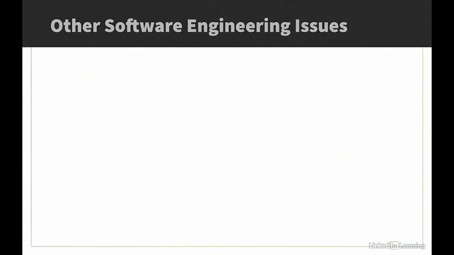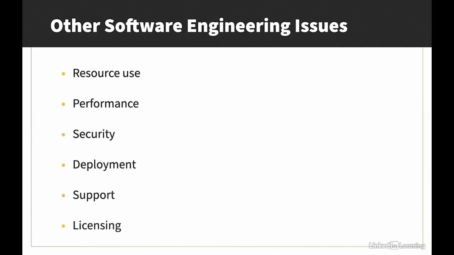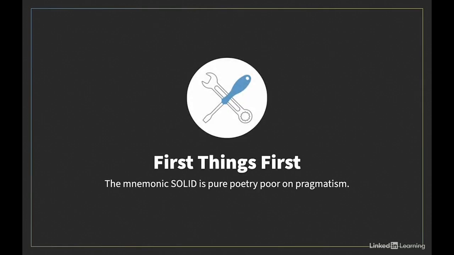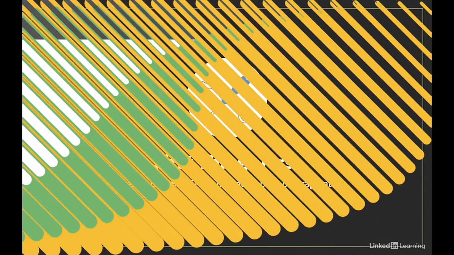These principles will say nothing about a large number of software engineering issues. SOLID doesn't specifically address resource use, performance, security, deployment, support, licensing, or a host of other design considerations. The SOLID principles are focused on the ripple effects from change and how well software fits the intended use. I'm not going to show the SOLID principles in mnemonic order, and while the order's poetic, it's not really pragmatic. I'm going to start with the interface segregation principle.